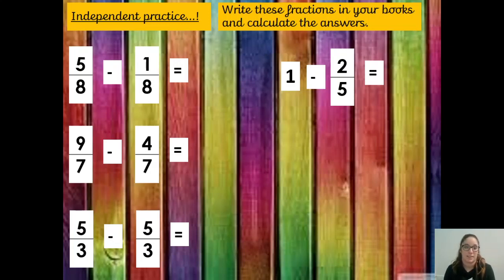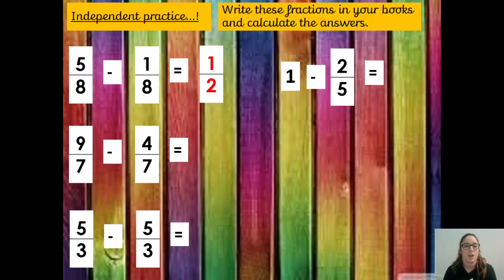So, the answers. 5/8 take away 1/8 is 4/8. Okay, how can this be simplified? What can you divide it by? Okay, you can divide by 2 to give you 2/4, or you can divide it by 4, which will give you 1/2. Okay, so you divide the 4 by 4 to give you 1, and you divide the 8 by 4 to give you 2.